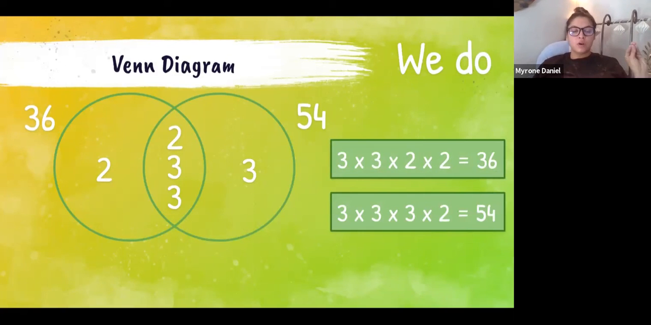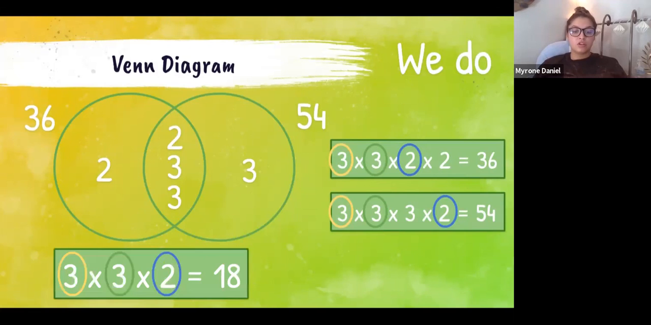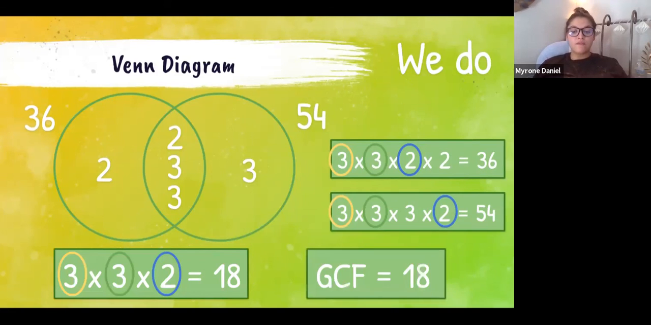Whew, it's a lot to say. So we have 3, 3, and 2 in common. Now we need to multiply those 3 numbers out to find out what our greatest common factor is. So you should have gotten 18 as your greatest common factor, because 3 times 3 is 9, and 9 times 2 equals 18. So our greatest common factor is going to be 18.